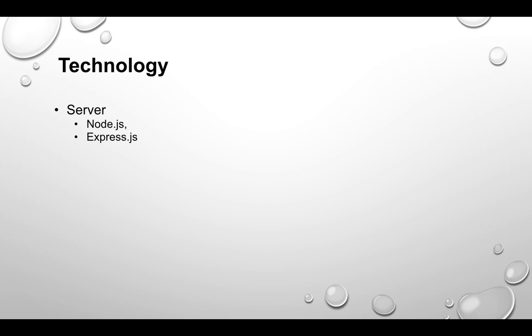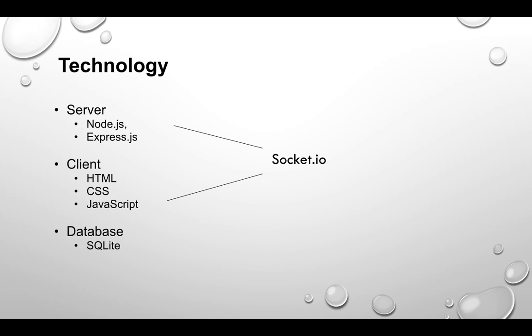First, let's have a look at the technology used to build this application. For the server side, I use Node.js and the Express.js framework. For the client side, I use HTML, CSS, and JavaScript to build the user interface. Socket.io is used for communication between server and client. To store chat history, I use SQLite, which is a relational database.